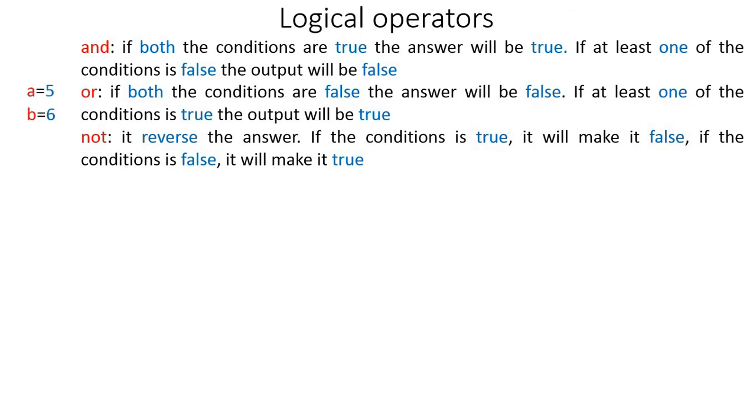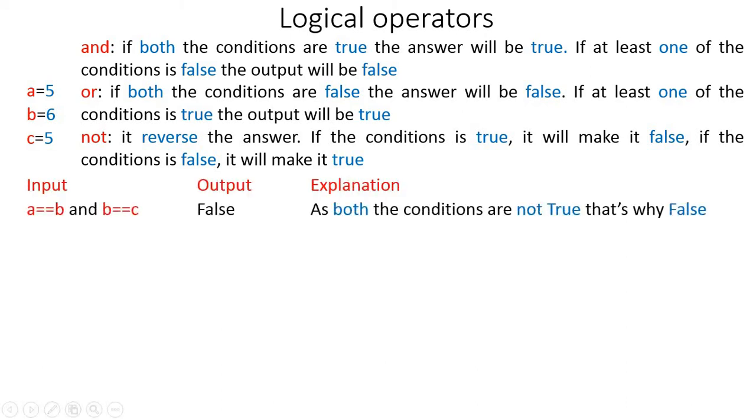For example, you have 3 variables a, b, c with different values. You have 2 conditions here. One condition is that the value of a is equal to the value of b, and another condition is that the value of b is equal to the value of c. And you are using logical operator AND in between these 2 conditions. Now look at this. If both the conditions are true, the answer will be true.